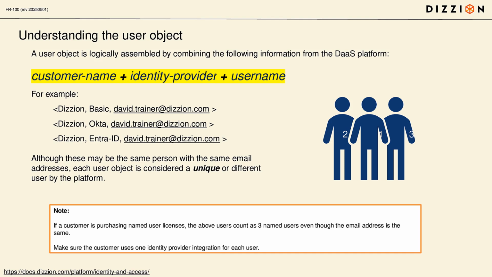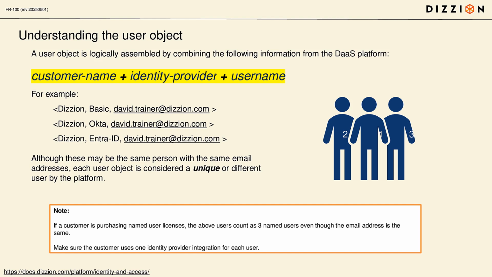Even though the email address is the same in all 3 providers, the Dish and platform assembles each of these as a different object. Therefore, if David logs in with Basic, he is considered a totally unique user from both his Okta or Entra ID accounts. This is important to understand for 2 reasons. First, it means that in both persistent and non-persistent cases, the user count for a named user will be counted for all 3 user objects, even though it is a single person with the same email.